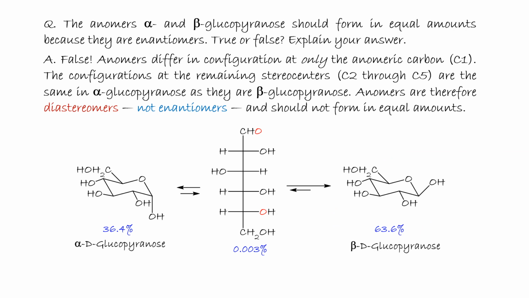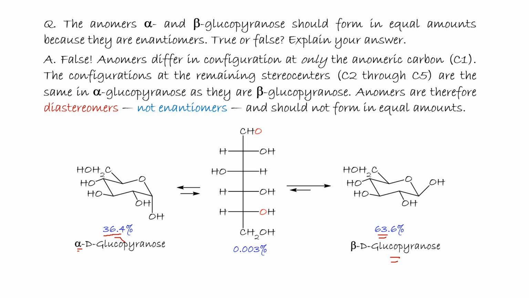The beta will be 63.6, while the alpha will be 36.4 at equilibrium. So the anomers alpha and beta glucopyranose should form in equal amount because they are enantiomers.